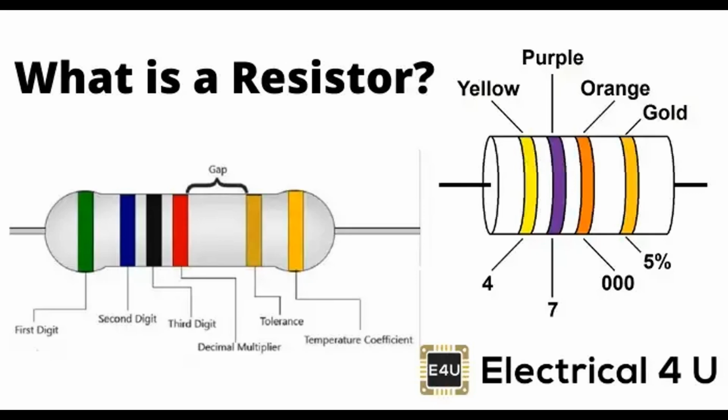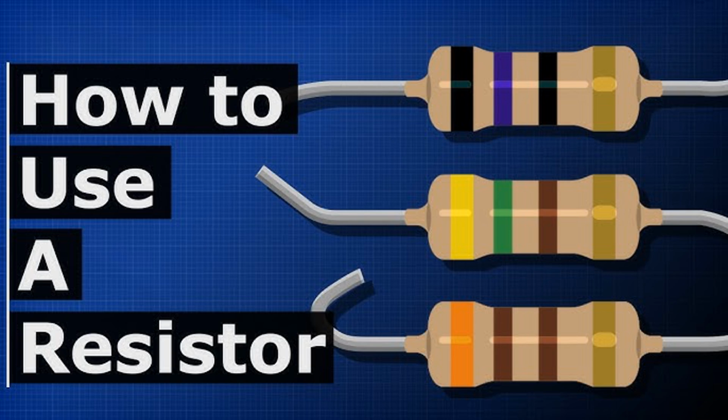Example of a simple RC low-pass filter. Circuit configuration. Components: resistor, R, and capacitor, C. Setup. The resistor and capacitor are connected in series, and the output is taken across the capacitor. Cutoff frequency calculation. The cutoff frequency, fc, is given by fc equals 1 over 2 pi RC.